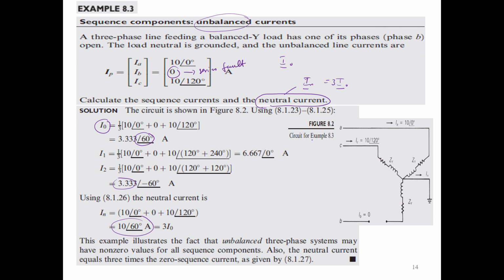Now you see that since it is an unbalanced current, you have both positive and negative sequence, and moreover, you also have the I0, the zero sequence. Because it is unbalanced, the sum of IA, IB, and IC is not zero anymore. So there is a neutral current, right? This is a Y connection. Okay, this is clear, right?